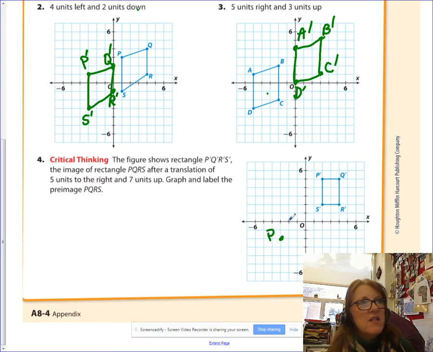I believe that's where P started. Double check now. If I go 5 to the right, 1, 2, 3, 4, 5. 1, 2, 3, 4, 5, 6, 7. Yep. There's P. That means Q was right here. And that means S looks like S would have been down there. And R down there.